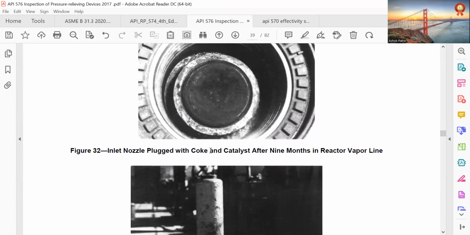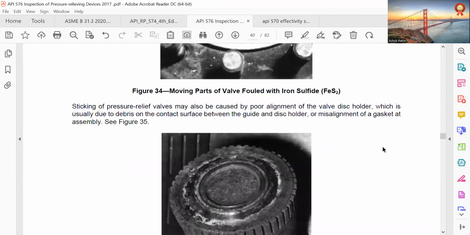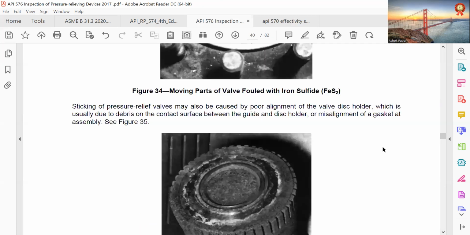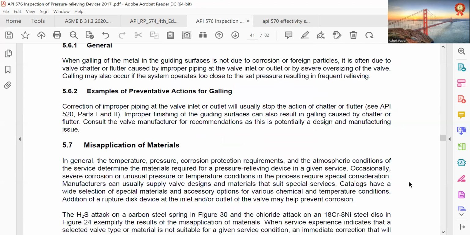Inlet nozzle plugged with coke and catalyst after 9 months in a reactor vapor line. Outlet valve plugged with deposits from other valves in a common discharge header. Moving parts of the valve fouled with iron sulfide. Disc frozen in guide because of the buildup of products from corrosion in sour oil vapor service. Galling.